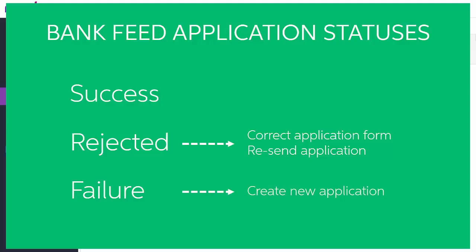The failure status most commonly means there was a problem with the account details you entered when setting up a paper application, so you'll need to create a brand new application with the correct details and process it again from the beginning. If the application is successful though, then you can activate the bank feed and begin using it to import transactions straight away.